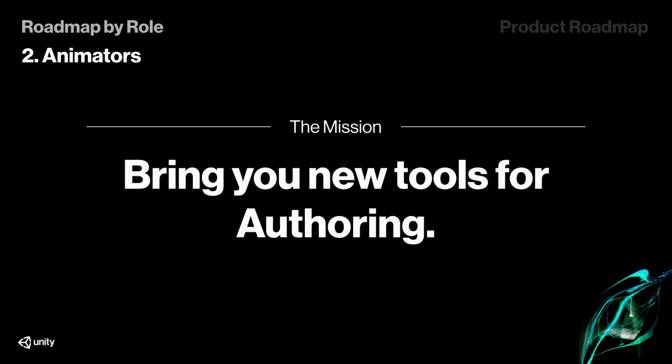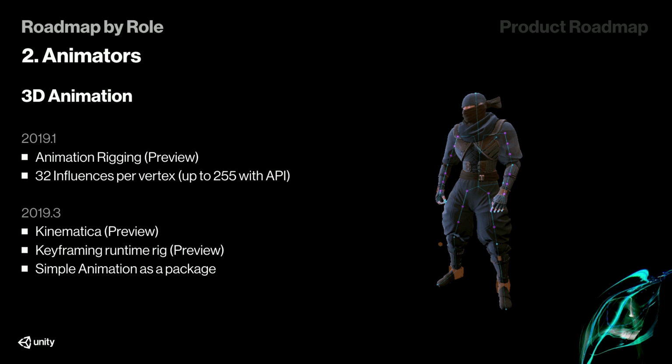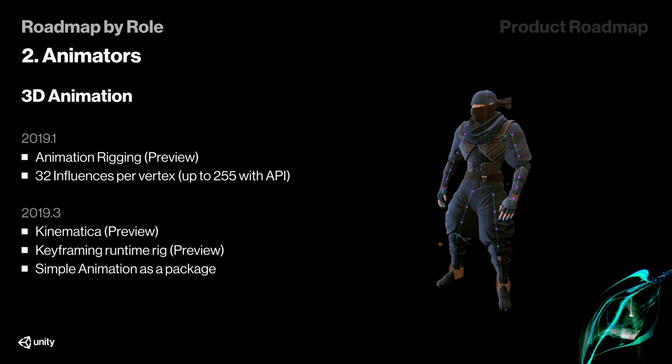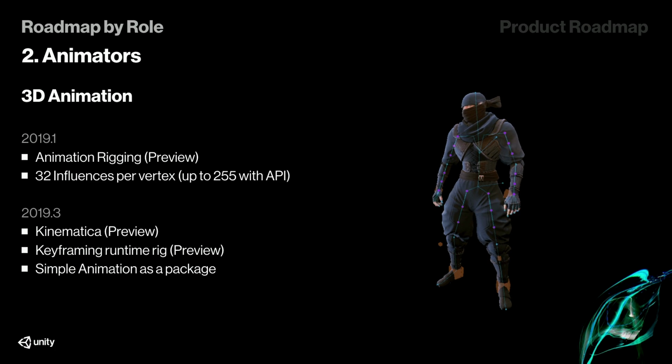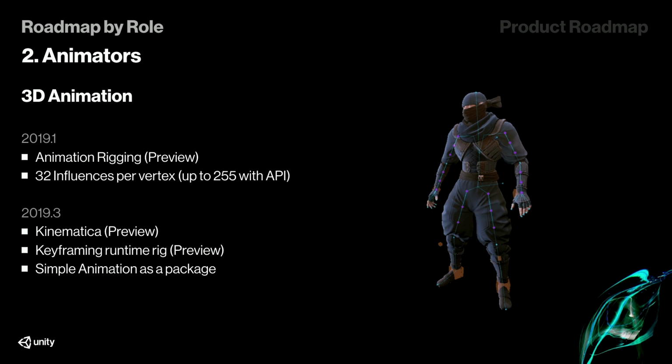So it's about bringing you new tools for authoring. What we've heard from you is you want to enhance your creativity, spend less time going back and forth between your DCC tools and Unity, more time in Unity, faster iteration cycles, much better. And you want to improve your productivity by understanding the way you work without having to grab a programmer at every turn, and that it has to always be performant. So we are making the creation of complex rigging systems easier and faster for artists. We have our runtime rigging package, Animation Rigging, in preview with 2019.1, which you can play with right now.